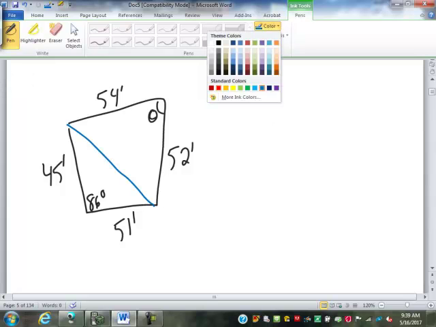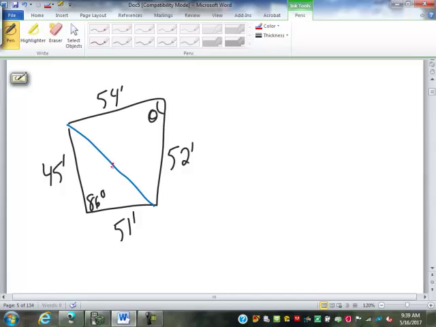Now, with this, I can find the length of that blue line. I'm going to call that side C. So the length of C squared would be 45 squared plus 51 squared minus 2 times 45 times 51 times the cosine of 86 degrees. Does that look familiar?